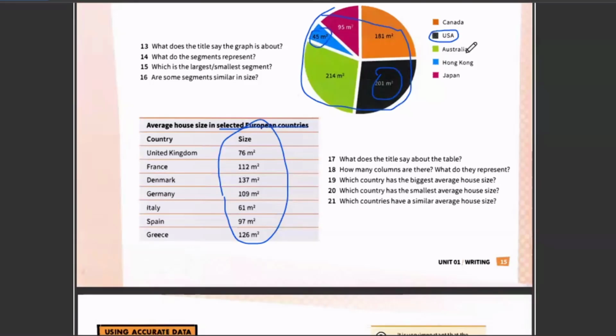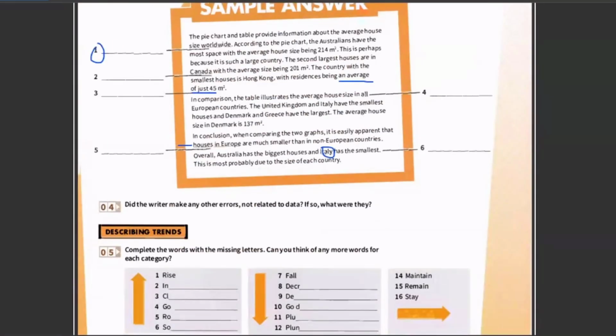Other than Hong Kong, the rest of the countries have much bigger houses than Hong Kong. So that is why Hong Kong is the smallest and not Italy. Okay, well done. Now, let's see what is written in number four. Here it says, did the writer make any other errors not related to data? If so, what were they?